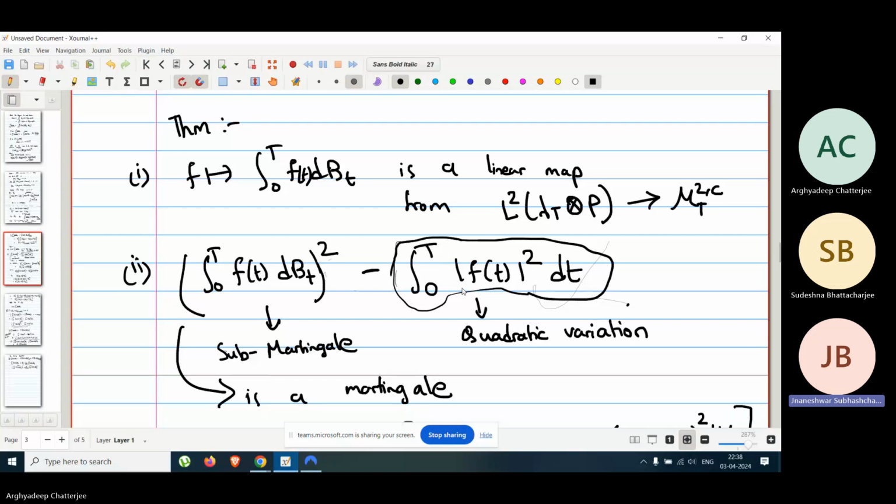So we do know that the integral from 0 to t of f(t) dB_t is a martingale. If you square it, you have a submartingale, and we have now shown that this is the quadratic variation. A submartingale minus something is a martingale, so that thing has to be the quadratic variation. We have now shown that this is exactly the quadratic variation.